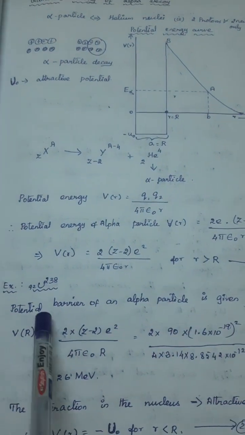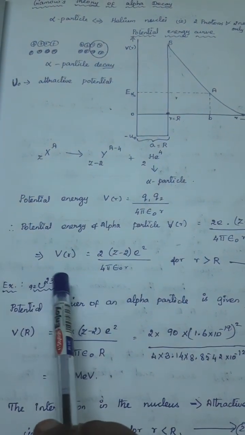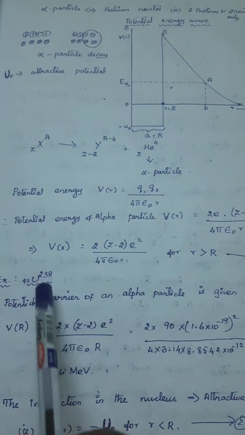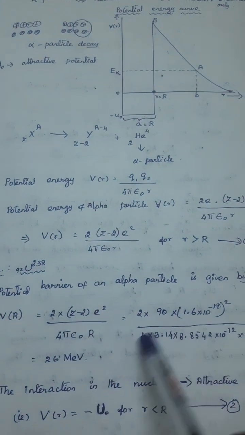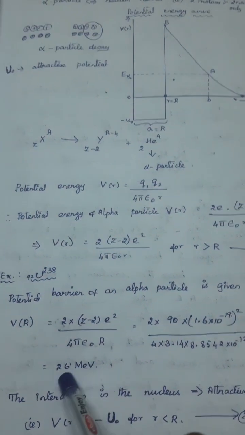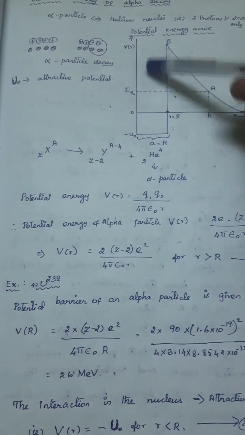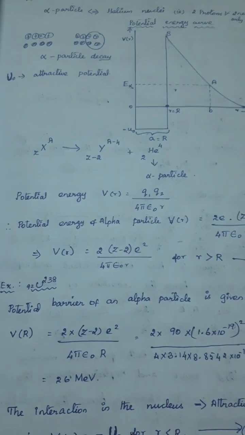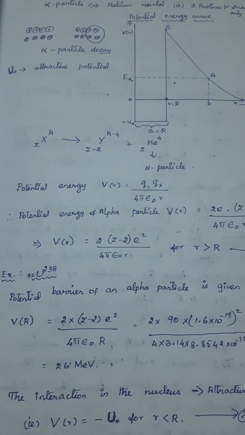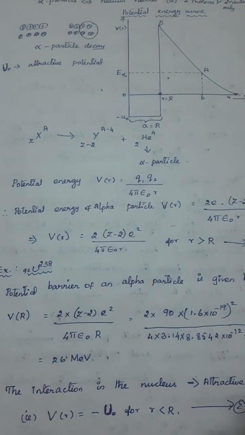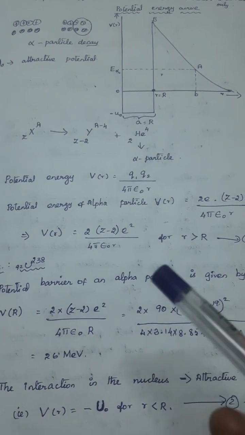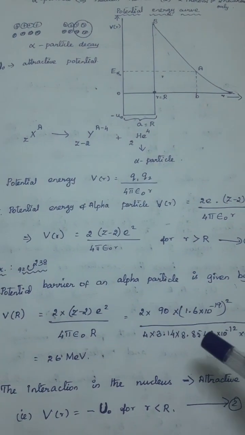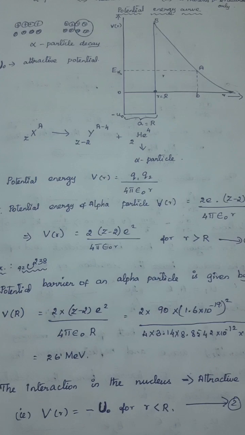Now we consider uranium 92-238, so the values are substituted in this equation, and we get the value 26 million electron volts. That is, the potential well height is 26 million electron volts, but the alpha particle's maximum energy is only 4 million electron volts. How is this alpha particle emitted from the potential well? It is explained by the tunneling effect.